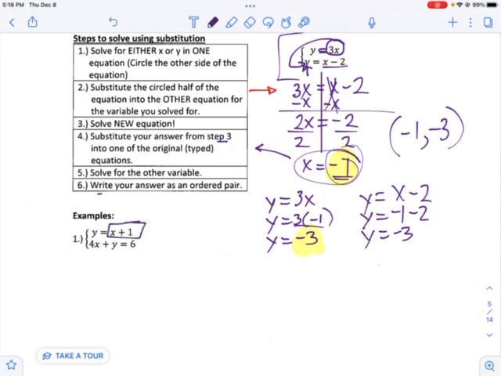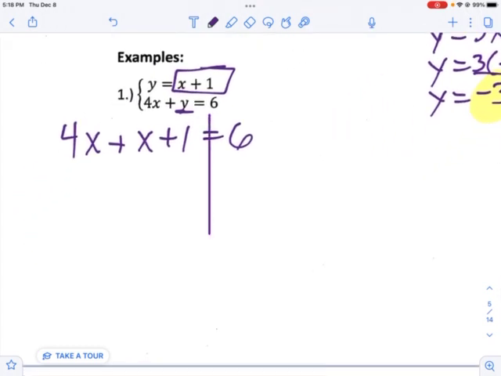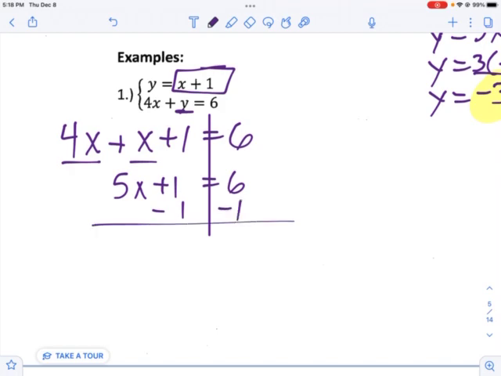Remember, that means anywhere I see y in my second equation, instead of writing y, I can substitute. And I'm going to substitute this entire expression. All right, so I have 4x plus, I'm not going to write y anymore. I'm going to write x plus 1 equals 6. Now let's solve the new equation. Combine like terms. 5x plus 1 equals 6. A lot of this can be done mentally. 5x equals 5. And to undo the multiplication, I divide, so x equals 1.